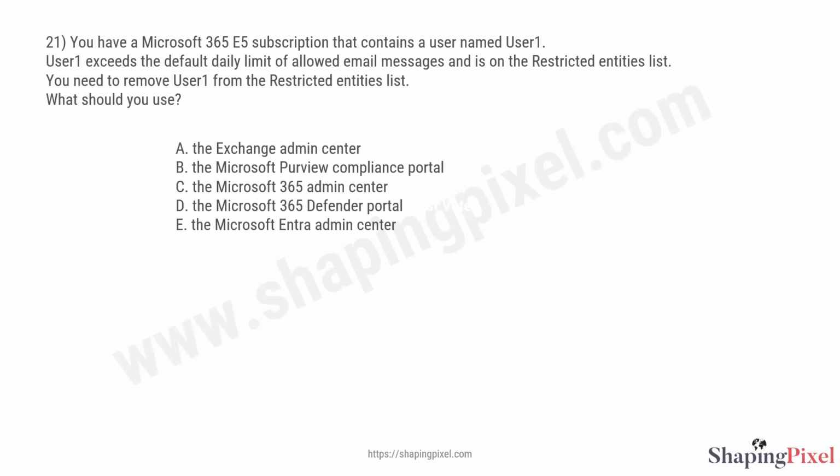So question number 21. You have a Microsoft 365 E5 subscription that contains a user named user1. User1 exceeds the default daily limit of allowed email messages and is on the restricted entities list. You need to remove user1 from the restricted entities list. What should you use? And we have the following five options.